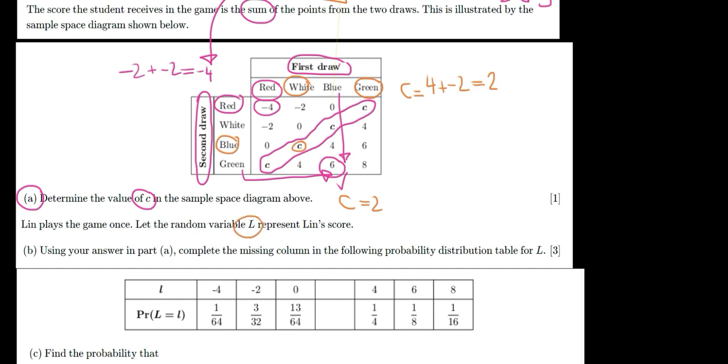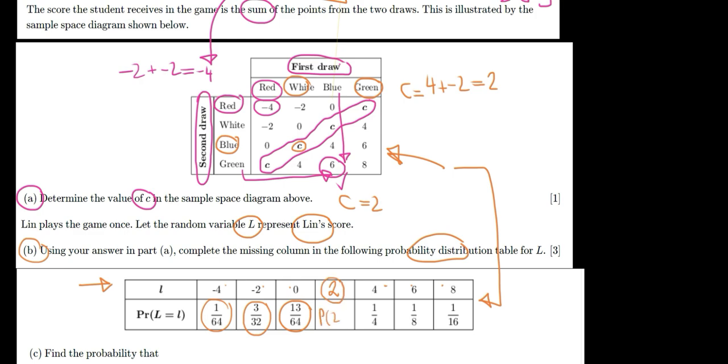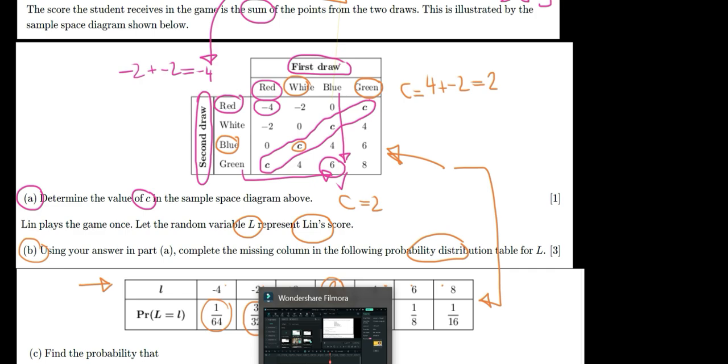Let the random variable L represent Lynn's score. Question B. Use your answer to part A. Complete the missing column in the following probability distribution for L. So this is the probability distribution. These are the probabilities of having a certain outcome of -4, -2, 0, 4, 6, 8. These are all taken from here because this table is a reflection of the diagram above. Which value is missing? Well, 2. C was 2 and this is the value that was missing, so we need to complete the probability of having 2. That's the question.